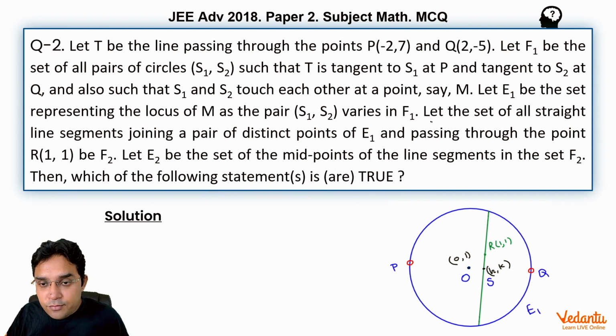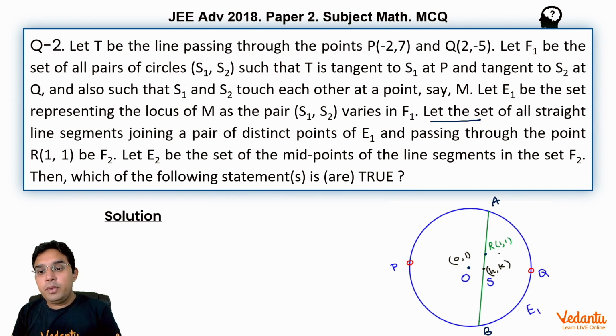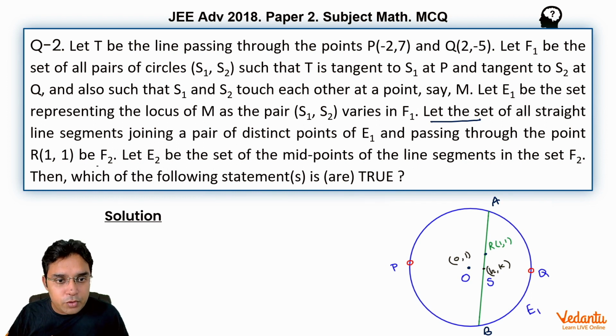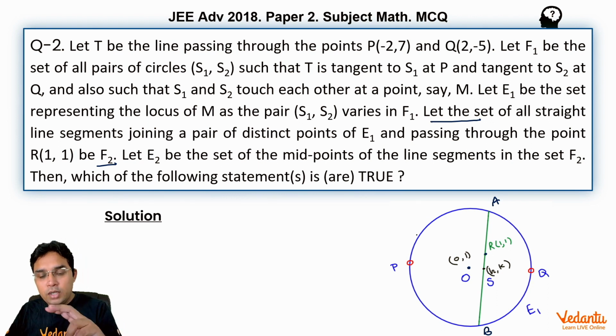So after this, if we read it again, F2 is the set of all straight line segments joining a pair of distinct points of E1 and passing through point R. So I can consider this AB line segment passing through R. And all such points A and B on this E1, if we join which passes through R, we can consider them in the set F2. So all such chords AB passing through R will be there in set F2.